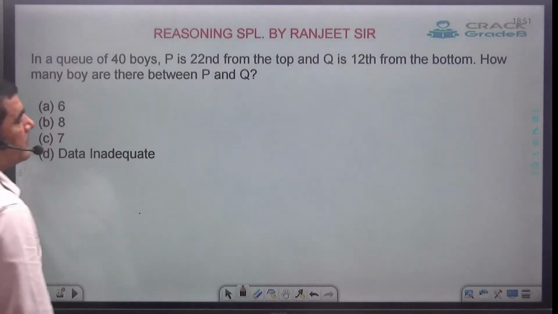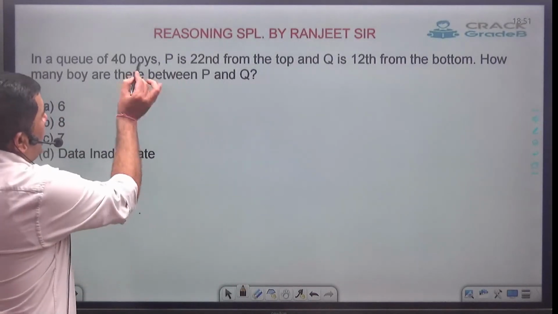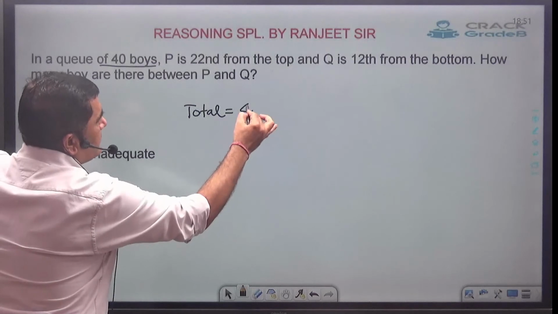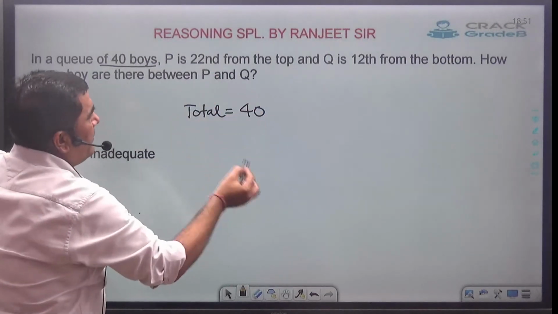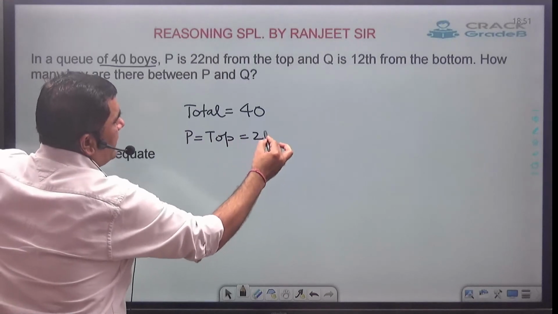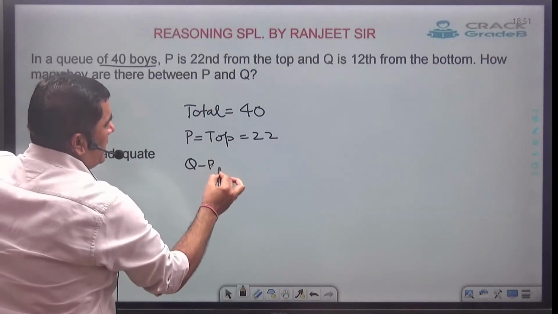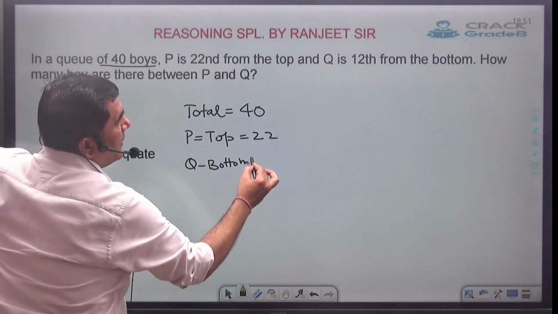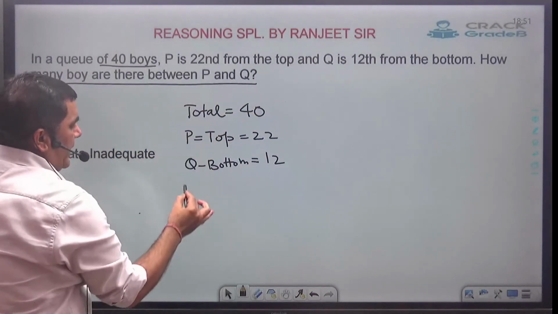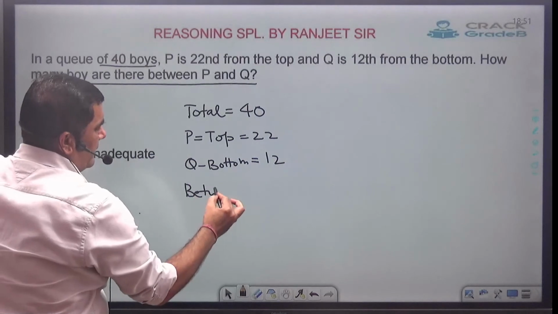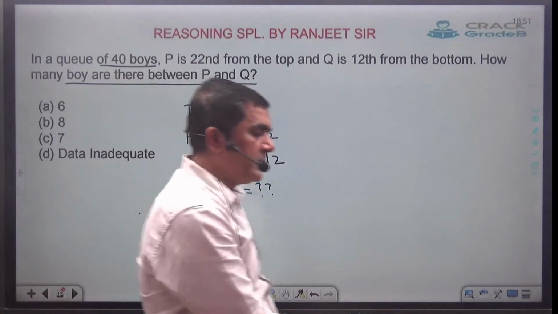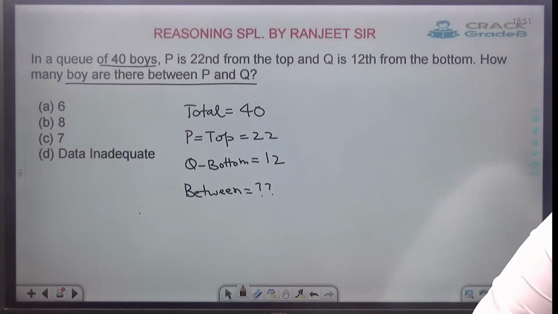Let's go. See here, in a queue of 40 boys, total comes out to be 40. P is given to be 22nd from top, so P position from top is given to be 22nd. Q from bottom is given to be 12. Then say how many boys are between P and Q? You have to find in between. Tell me the answer for this one. Simple one.